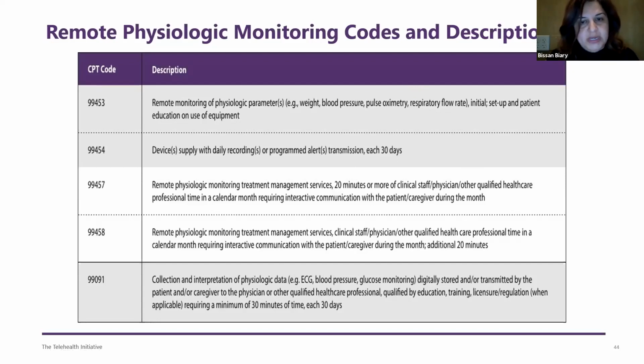So in January 2019, three new codes for remote patient monitoring came into effect. In the industry, we use the word RPM. Actually, CMS defines it as remote monitoring of physiological parameters, because CMS is specifically emphasizing in the definition the collection of data associated with vital signs.